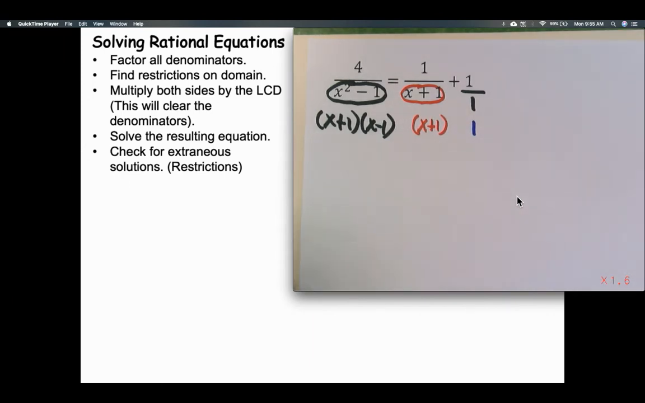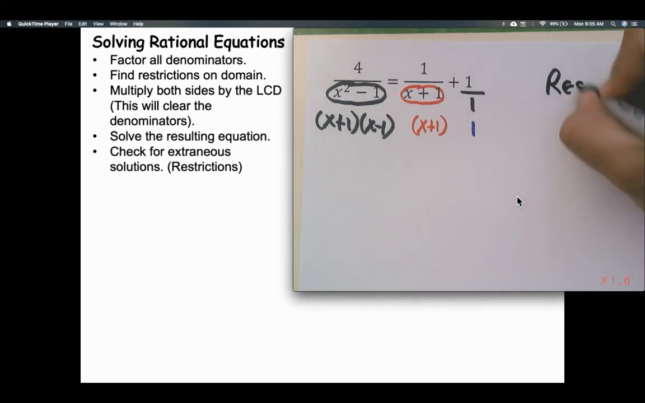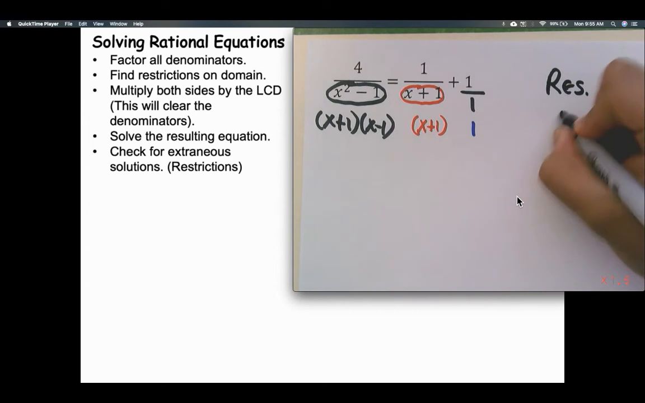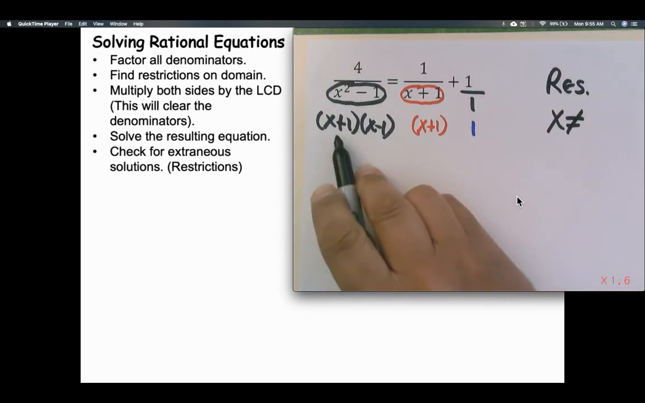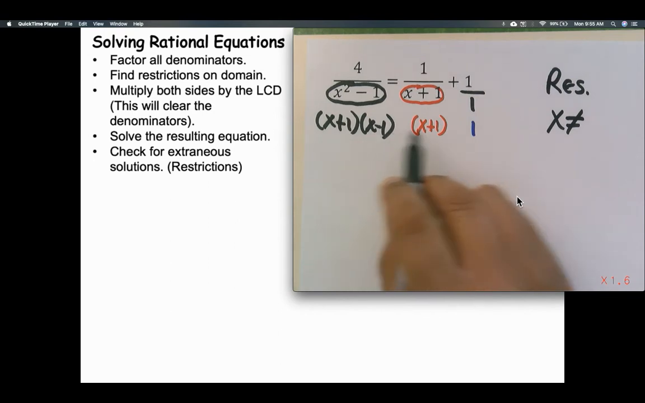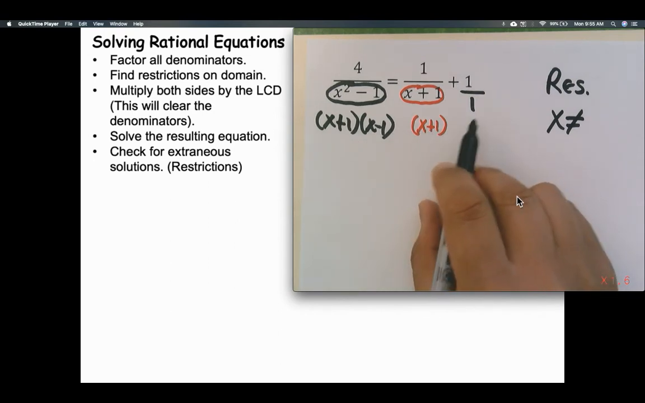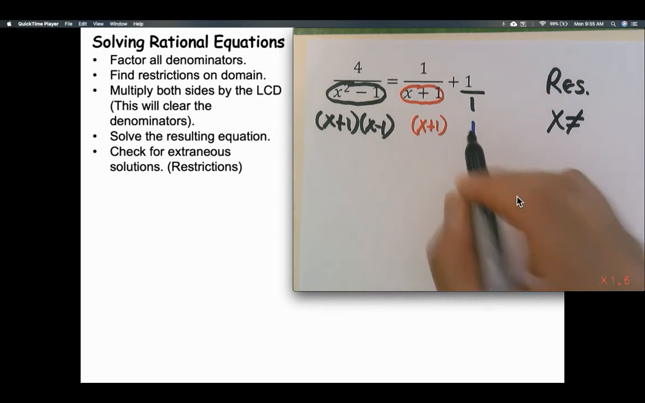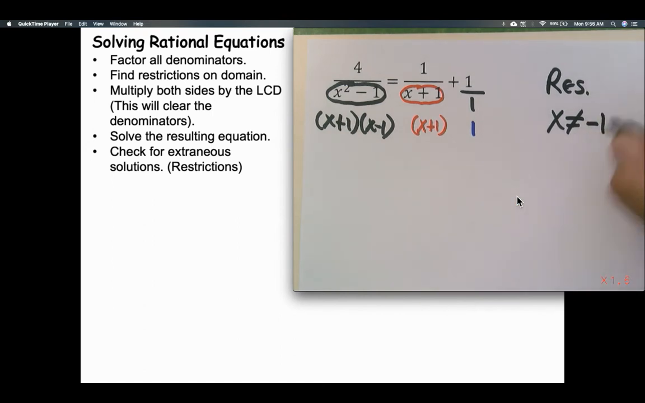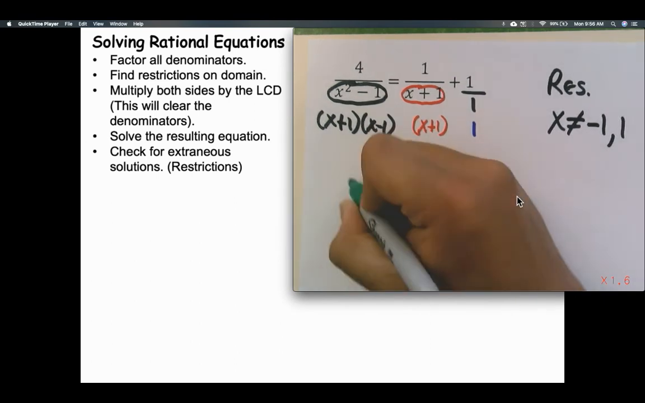Next part, let's figure out our restrictions. X cannot be. So a -1 here will mess it up. A +1 here will mess it up. That's still a -1, and this one's just a 1, so there's no way to turn that into 0. So I just don't want a -1 and a +1 for my answer. If I get those, then basically make sure you don't box them. All right, LCD time.